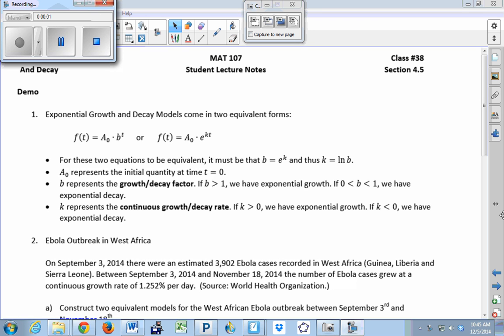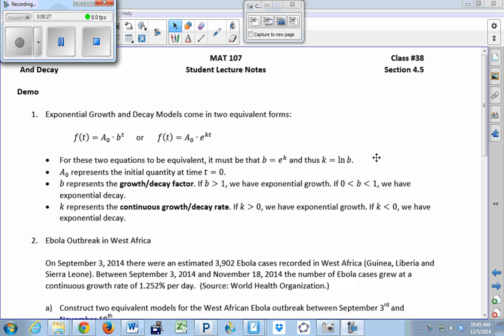Today and Monday, we're going to look at both exponential models and logarithmic models. So today we're going to spend time just talking about exponential growth and decay models. And notice that you have two different formulas for exponential growth and decay. One uses the base of e, and one uses a regular number.